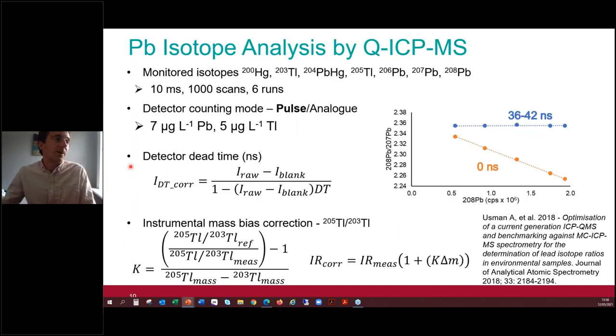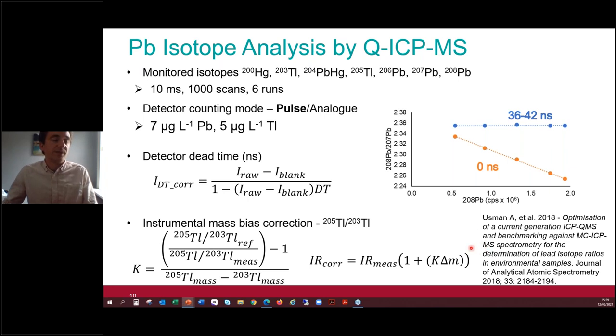I was just going to talk quickly now about how we actually get isotope data using quadrupole ICP-MS. So quadrupole ICP-MS is not typical to get isotope ratio data, but because of the large variability in relative abundances of the lead isotopes, it is possible. I'll give a quick mention to this Usman paper. This was a paper from 2018 in collaboration with the University of Nottingham, British Geological Survey, and Thermo Scientific. They optimized conditions for isotope ratio analysis using quadrupole ICP-MS, specifically a Thermo iCAP-Q ICP-MS instrument, which is the same instrument that we have in our labs.